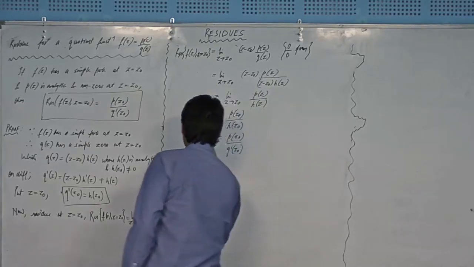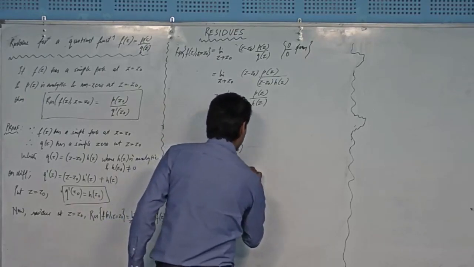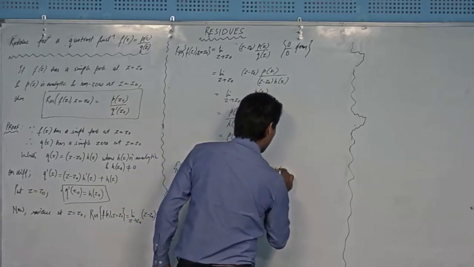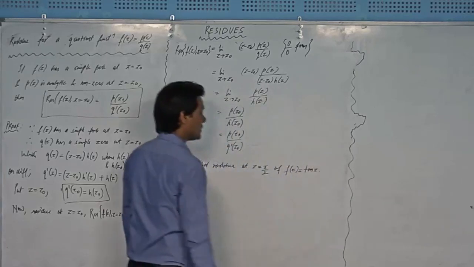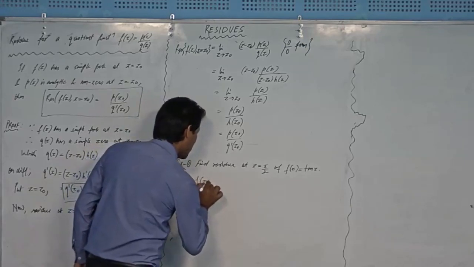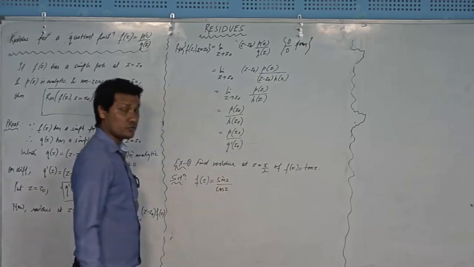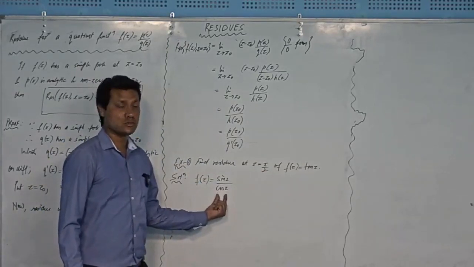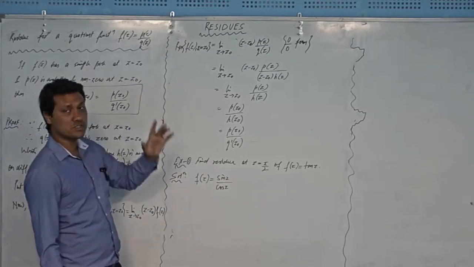Example number one: find the residue at z equal to pi by 2 of f(z) equal to tan z. Solution: you can see that your function is actually a quotient function. The numerator is sin z and the denominator is cos z, and if you plug z equal to pi by 2 in the denominator, it will go to 0, and sin 90 is 1. So the basic conditions to use this formula are satisfied.